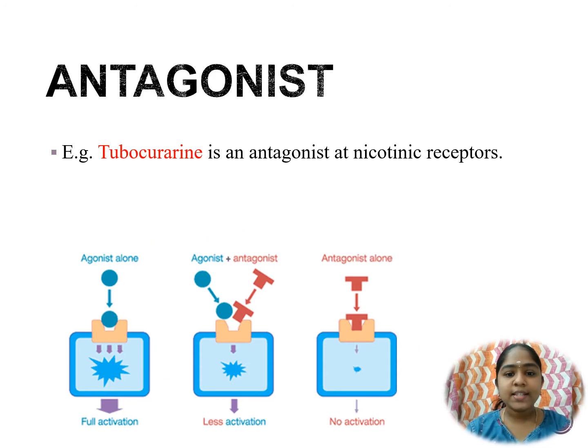Antagonist. An antagonist is a substance that binds to the receptor and prevents the action of the agonist on the receptor. It has affinity but no intrinsic activity. For example, tubocurarine is an antagonist at nicotinic receptors.